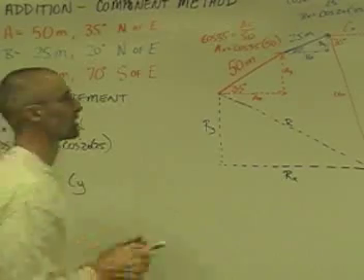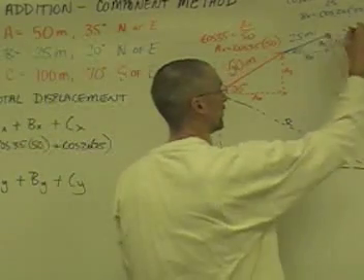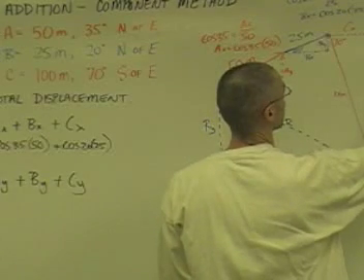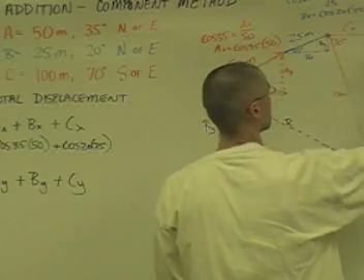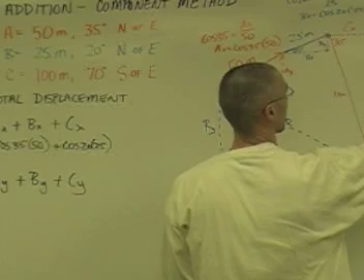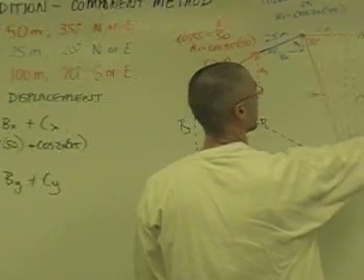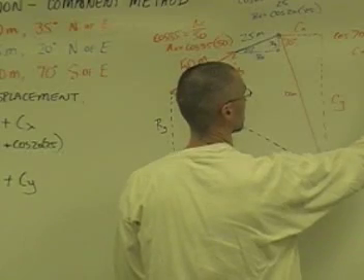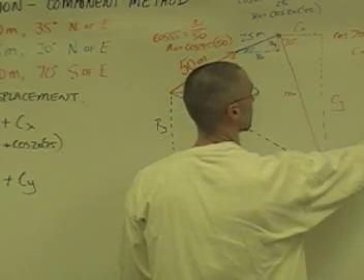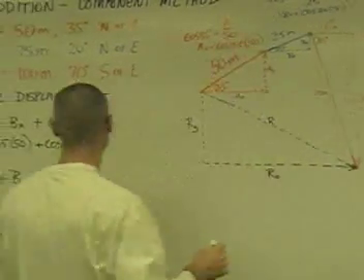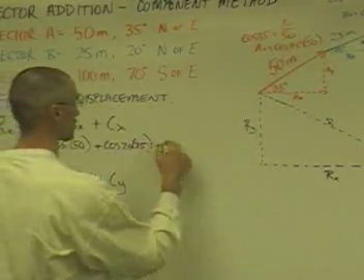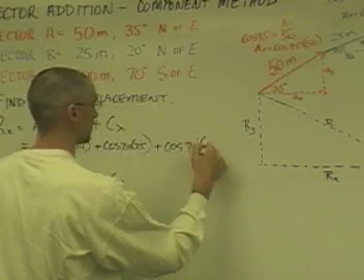In that case, it's kind of interesting. We have adjacent and hypotenuse. So cosine of 70 degrees equals adjacent, which is Cx, all over hypotenuse, which is 100. And Cx is going to turn out to be cosine 70 times 100. So in this case, we're going to write in plus cosine 70 times 100.